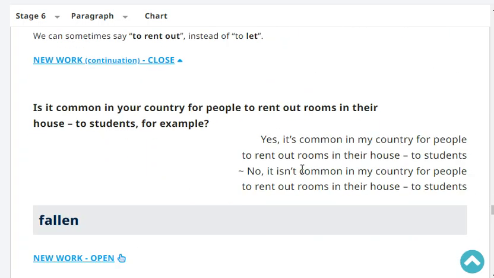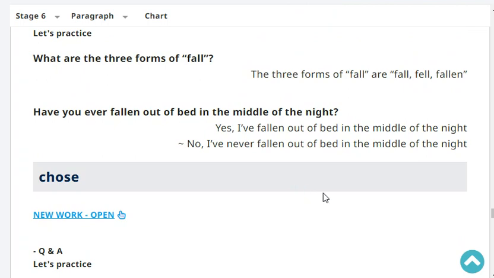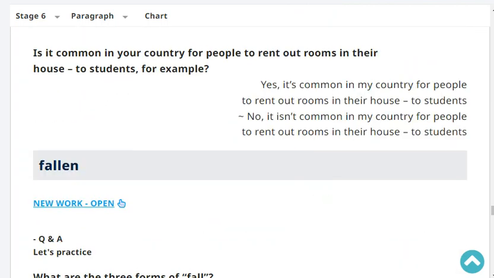Okay, let's practice. Is it common in your country for people to rent out rooms in their house to students, for example? Yes or no? Yes. It's common in my country for people to rent out rooms in their house to students. Very good. Okay, so now let's move on to reading.